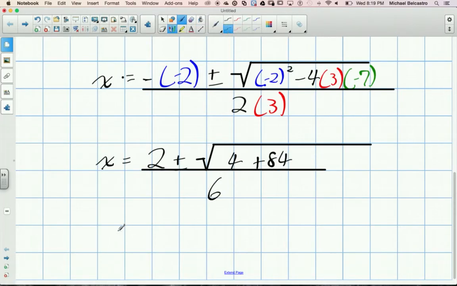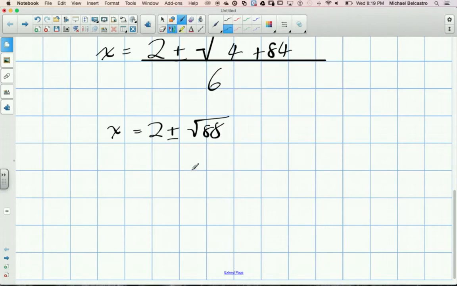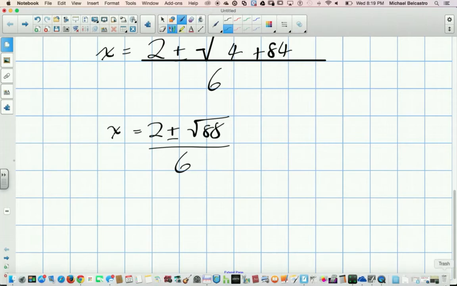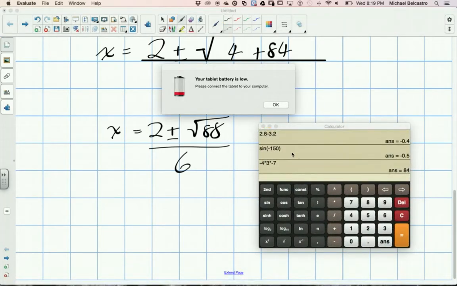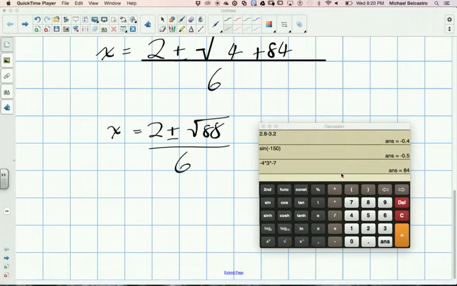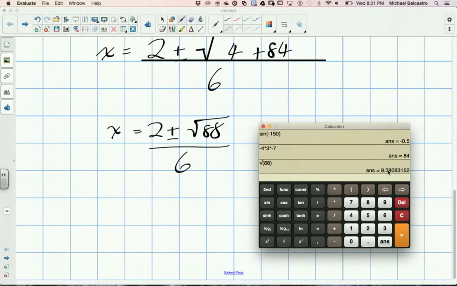Okay, this will be root 88. So we're going to go 2 plus or minus square root of 88. This is where it starts to get tricky. Square root of 88 isn't a whole number, and we don't know it off the top of our head, so we'll do that after. Okay, here we go, root 88. So the square root of 88 is 9.38, and we'll round it to 2 decimal places.